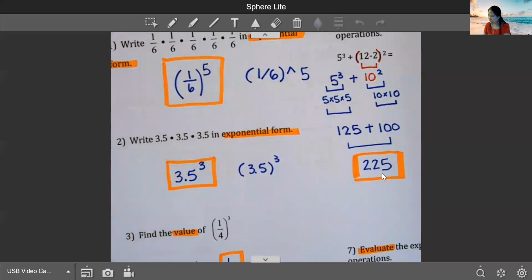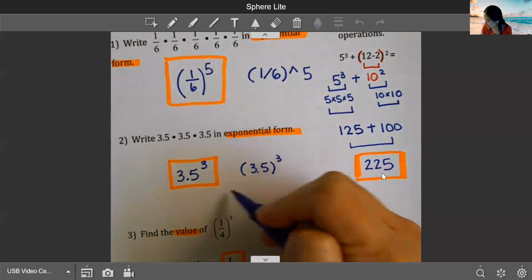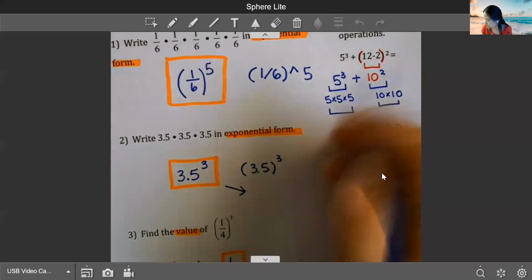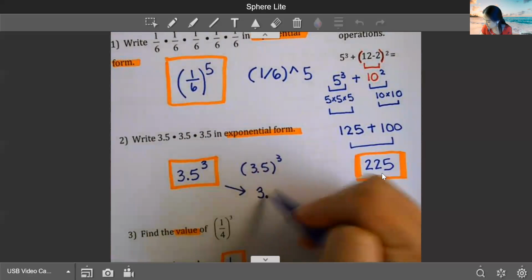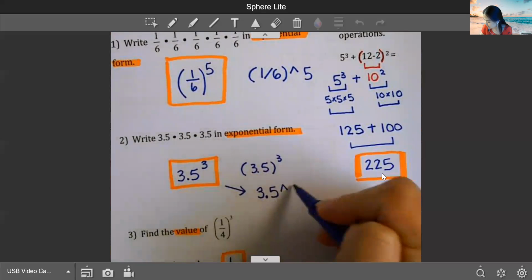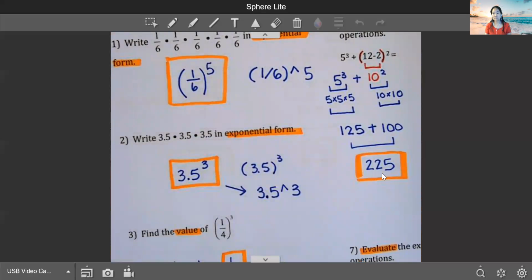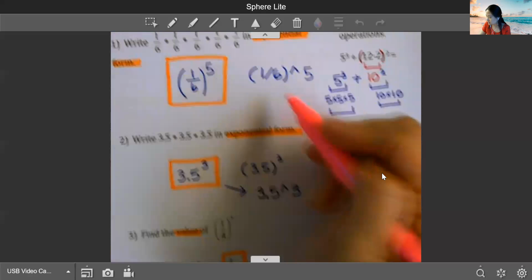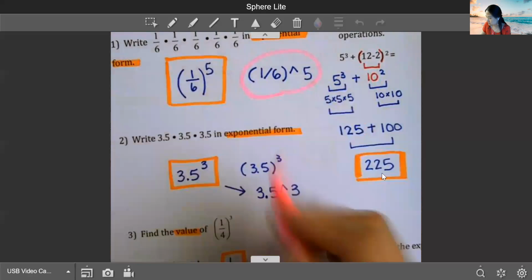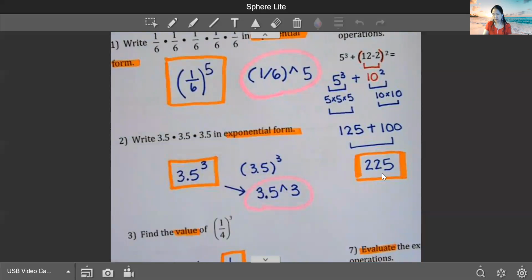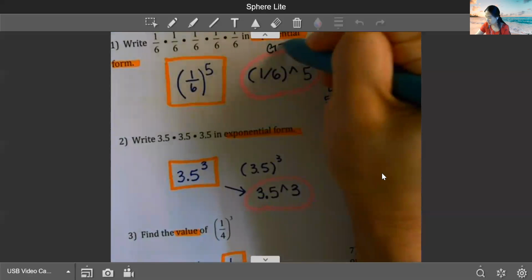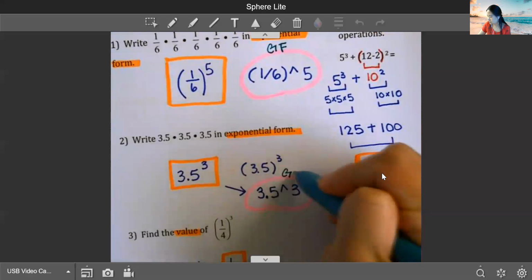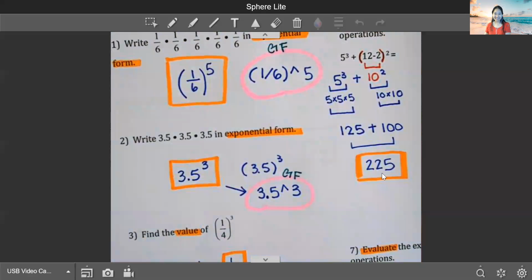So for example, for number 2, if I were to enter this on the Google form, I would do this: 3 and 5/10 caret 3. That's what I would do on the Google form. So let me actually write that. Those are for Google Form.